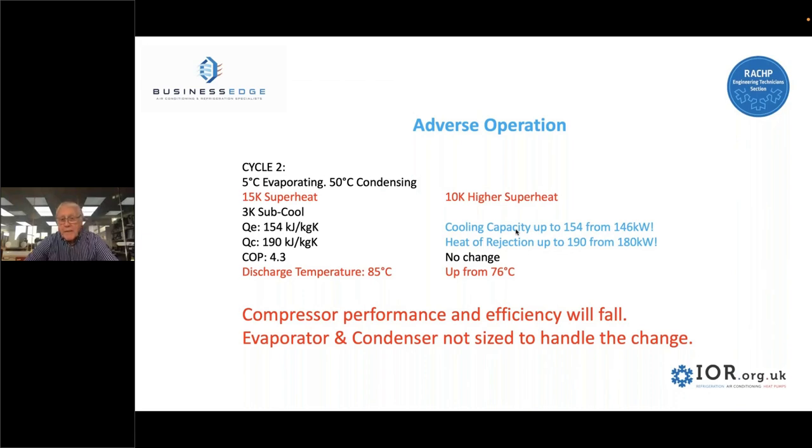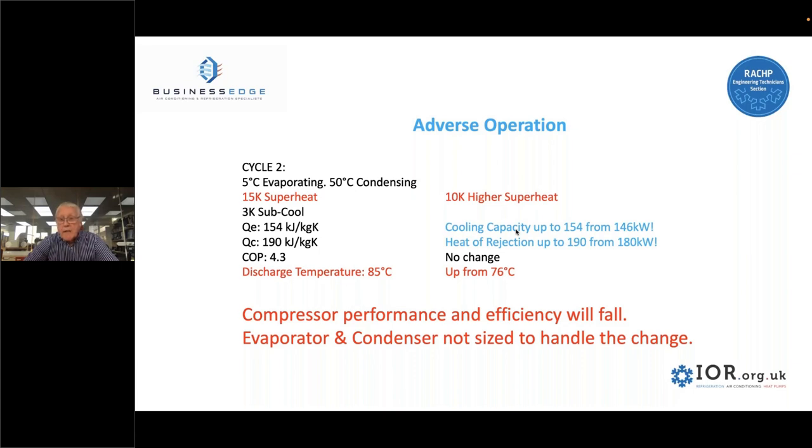My cooling capacity theoretically goes up. Well, that's great. My heat rejection is also going up. But unfortunately, my evaporator and condenser are not sized to handle that change, point number one. Point number two, when we look at the compressor performance and efficiency, we will see that that, in fact, declines. So theoretically, this looks very good, but in reality, it's not. The discharge temperature for the compressor is also now higher, up to 85 degrees C. So the compressor will be less happy about that.